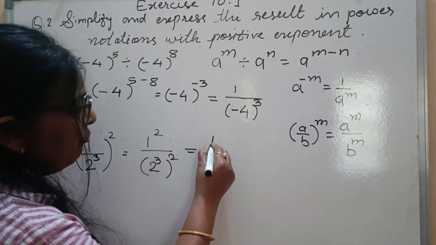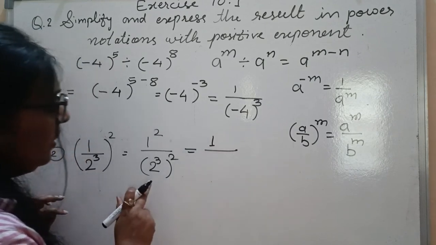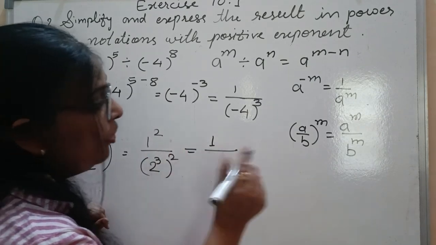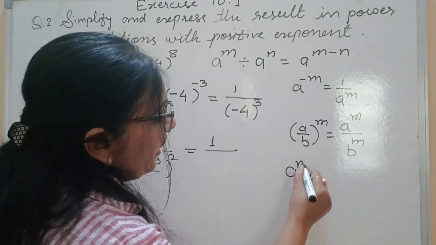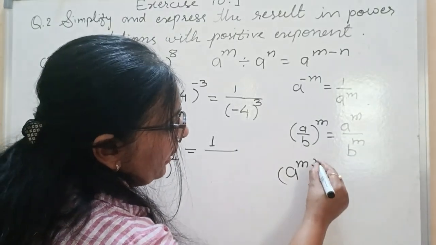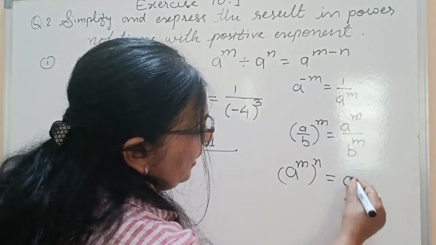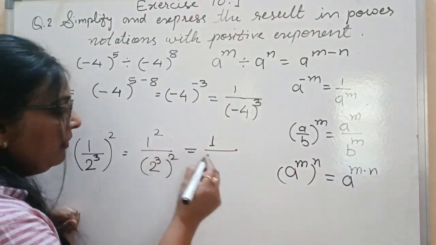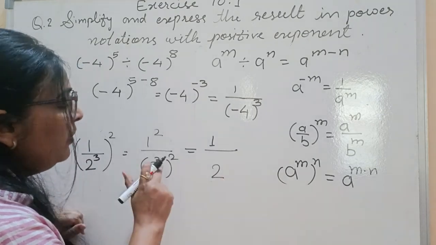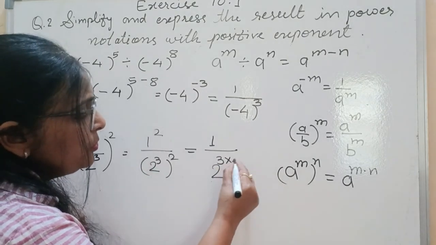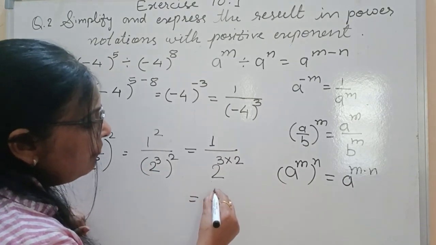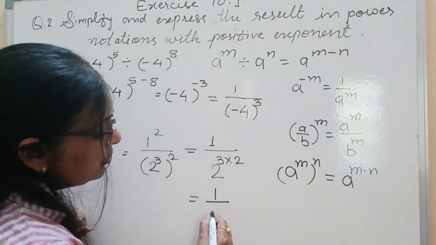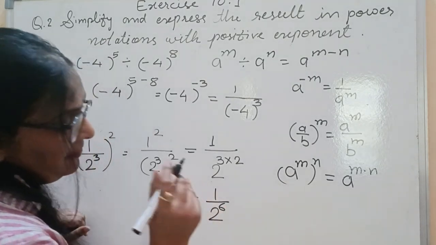1 square is 1 divided by, again you can use here one law, (a^m)^n is equal to a^(m·n). So what you can write here? 2 raised to the power 3 into 2. So what you will get? 1 by 2 raised to the power 6.